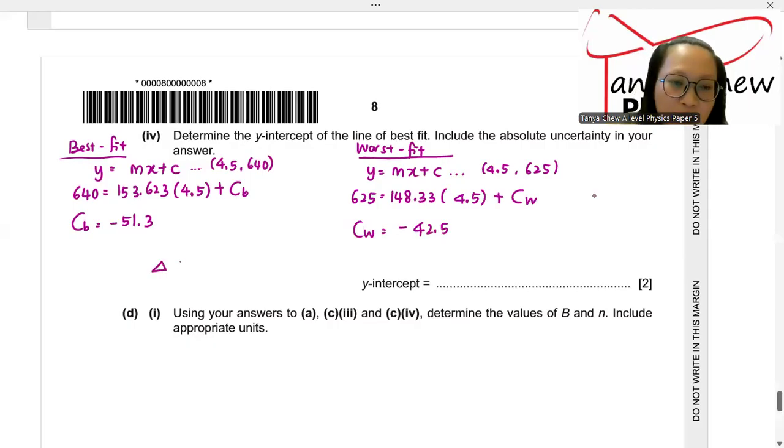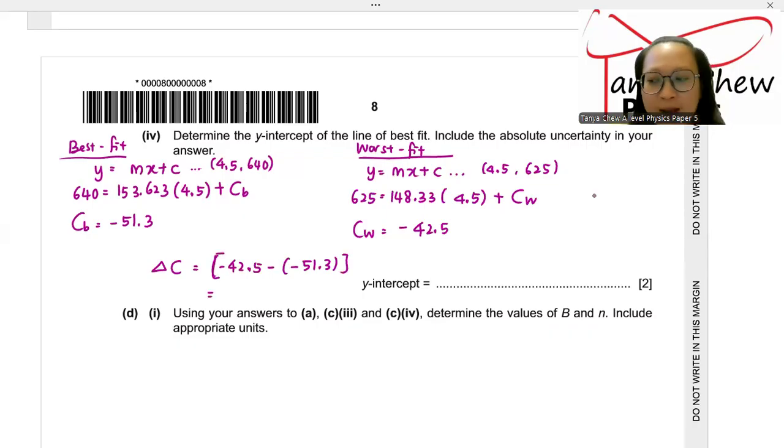So delta C, you just take negative 42.5 minus negative 51.3. Round it off to 1 SF because I prefer to put my absolute uncertainty in one significant figure. So I round it off to 9. Plus minus 9, and because the absolute uncertainty has no decimal point, I round off my y-intercept of the best fit. So I get negative 51 plus minus 9.